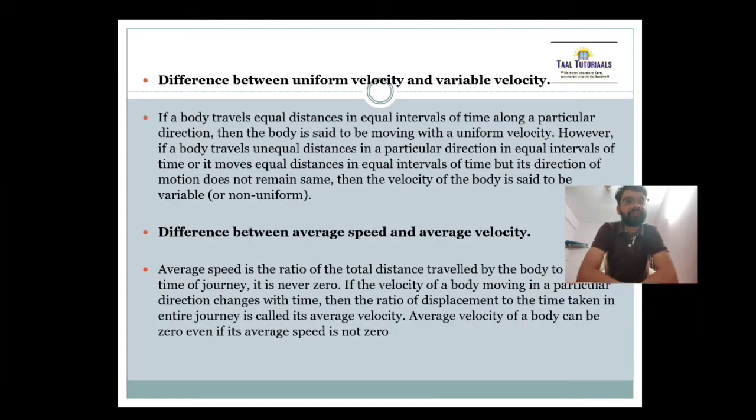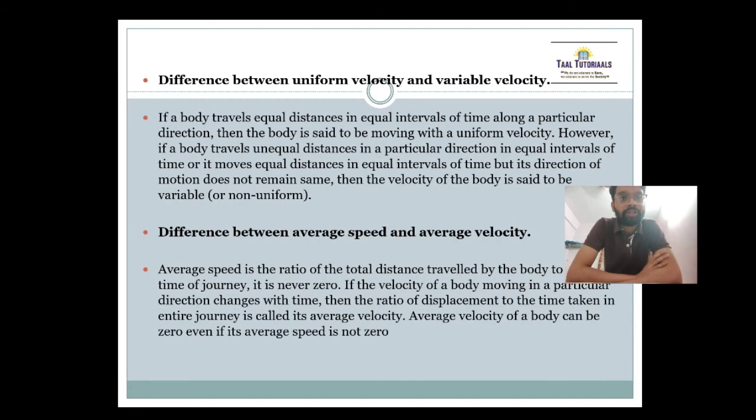What is the difference between uniform and variable velocity? If a body travels equal distance in equal intervals of time, then the body is said to be in uniform motion or uniform velocity. However, if the body travels unequal distance in a particular direction in equal intervals of time, or it moves equal distance in equal intervals of time but its direction does not remain the same, then the velocity of the body is said to be non-uniform or variable.